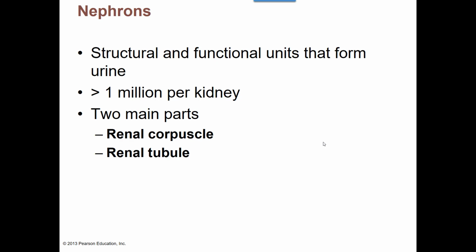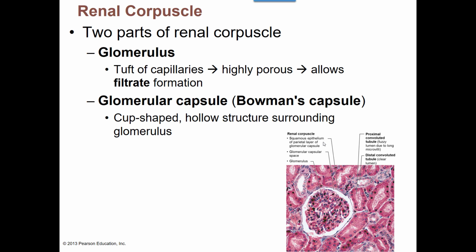And the renal corpuscle, this first part of the nephron, is also divided into two parts. It is made up of what's known as the glomerulus and then the glomerular capsule, sometimes also known as the Bowman's capsule. I like it when things have two names. They mean the same thing. Don't care which one you want to remember.